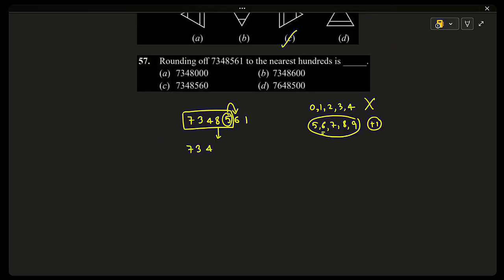7, 3, 4, 8. Because we are adding 1, it will become 6. And outside the box, everything will become 0, 0. So 7, 3, 4, 8, 6, 0, 0. That is option B.